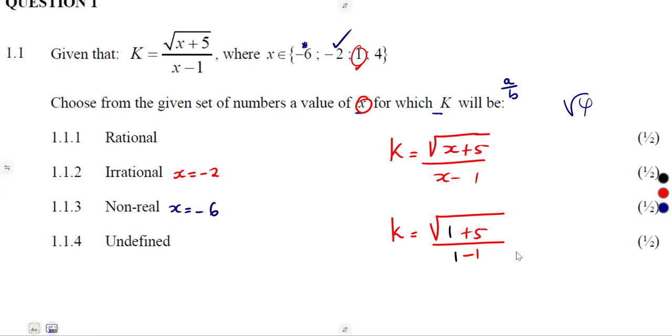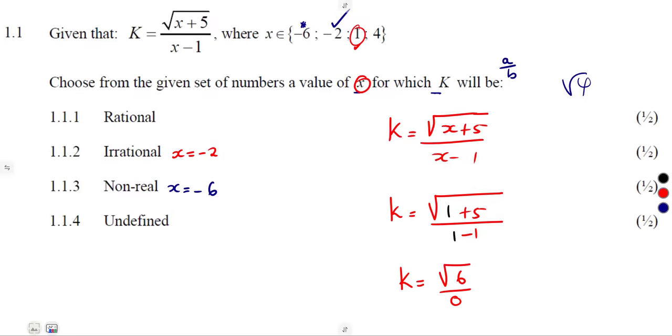Simplifying this, we're going to have k equal to square root of 1 plus 5, which is 6, over 1 minus 1. That's a 0 there. All right. So in any case, guys, whether it was going to be a whole number or a decimal, being divided by 0 like this means we can no longer simplify that. It is undefined.